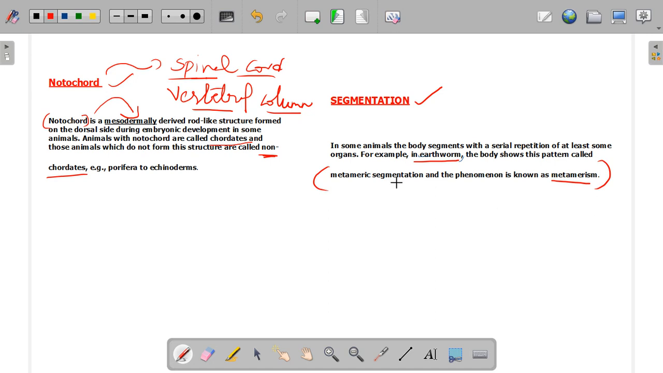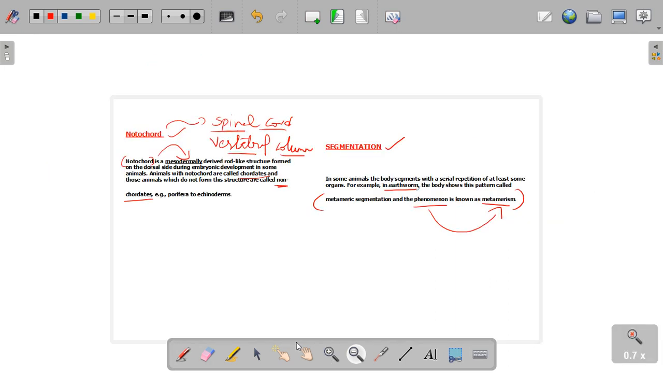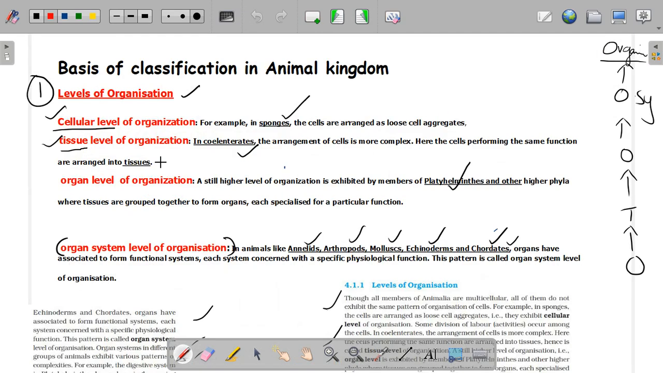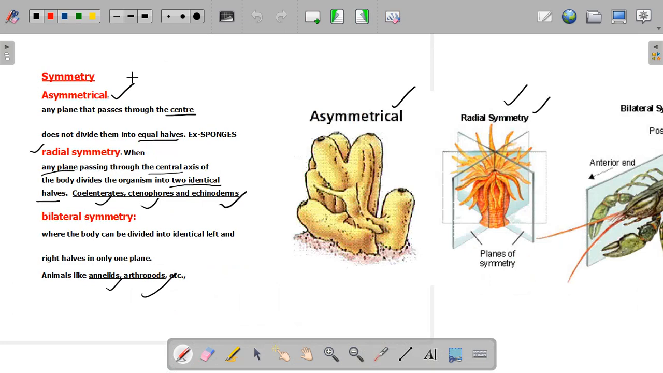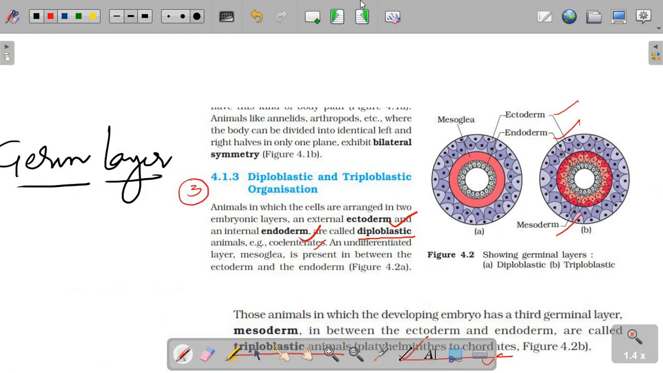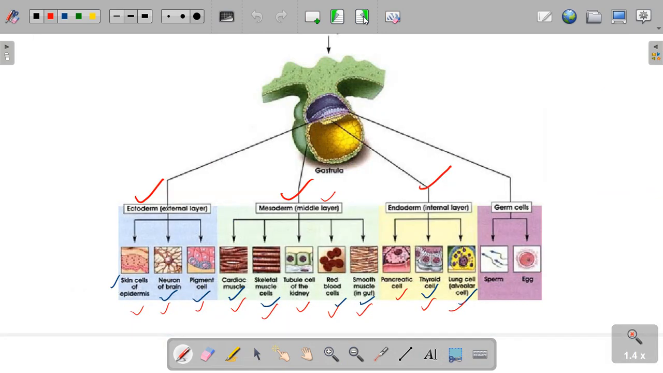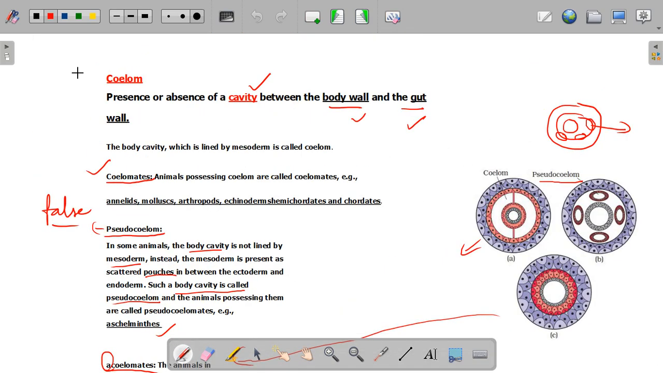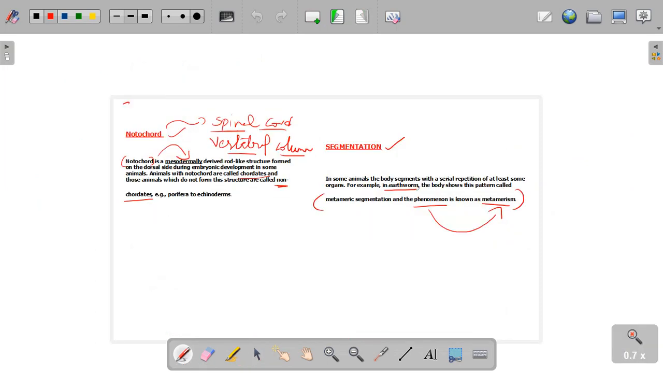Okay, fine. So these are all the different criteria used to classify the animal kingdom. Number one, we already started with levels of organization. Number two, symmetry. Number three, germ layer. Number four, coelom. And number five, presence and absence of notochord. Number six, segmentation, the body dividing into many segments.